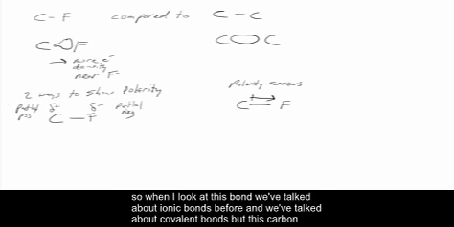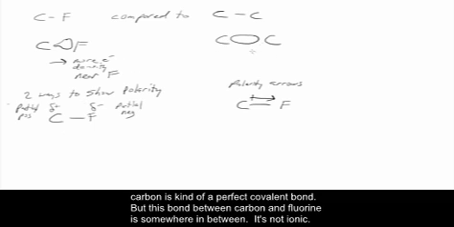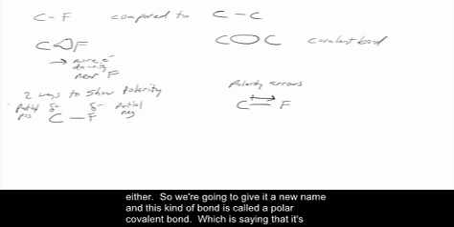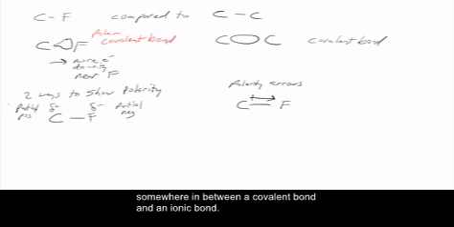And so when I look at this bond, we've talked about ionic bonds before, and we've talked about covalent bonds, but this carbon-carbon is a kind of a perfect covalent bond. But this bond between carbon and fluorine is somewhere in between. It's not ionic. We don't have a full positive charge on carbon and a full negative on fluorine, but it's not quite the same as the covalent one either. So we're going to give it a new name, and this kind of bond is called a polar covalent bond. Which is saying that it's somewhere in between a covalent bond and an ionic bond.